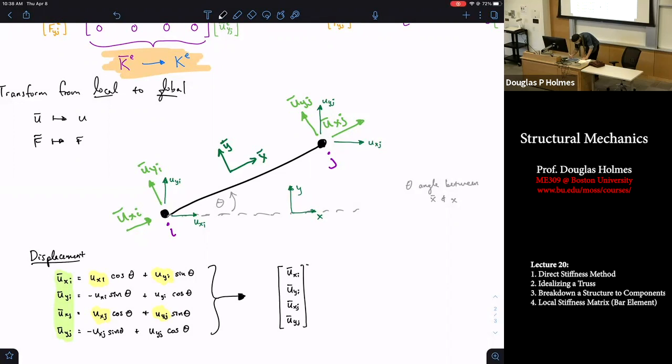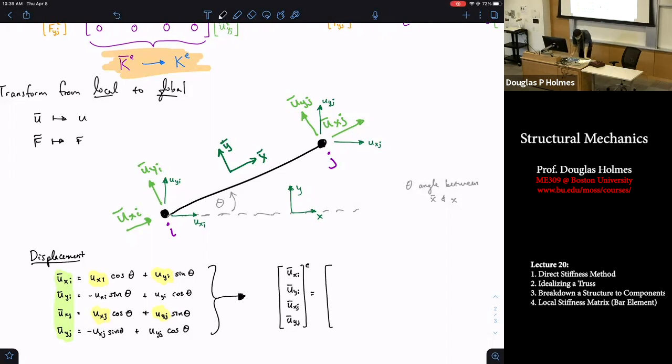I'll say these are all referring to a particular element. This will be related to, again, our rotation matrix, except instead of it being a 2x2 rotation matrix, it's got to be a 4x4 rotation matrix. And you'll notice that uxj doesn't appear in these equations. Uyj doesn't appear in these equations.